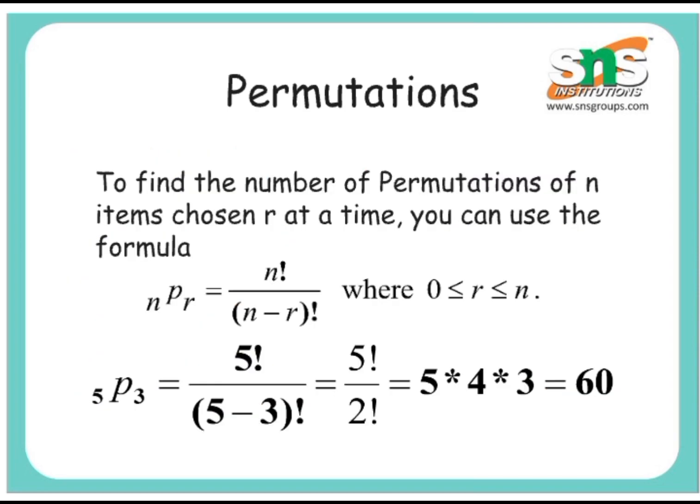To find the number of permutations of n items chosen r at a time, you can use the formula nPr, which is equal to n factorial by n minus r factorial. Here 0 is less than or equal to r, which is less than or equal to n. So this is how we can elaborate the thing. So 5P3 will be equal to 5 factorial by 5 minus 3 factorial, which is equal to 5 factorial by 2 factorial, that is equal to 5 into 4 into 3, that is equal to 60.